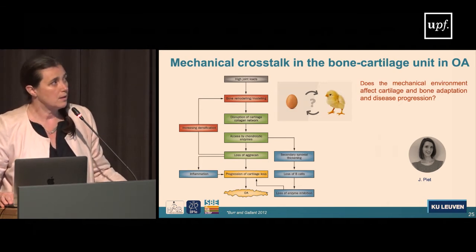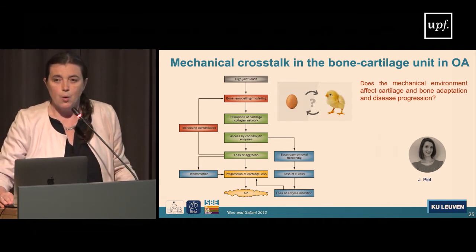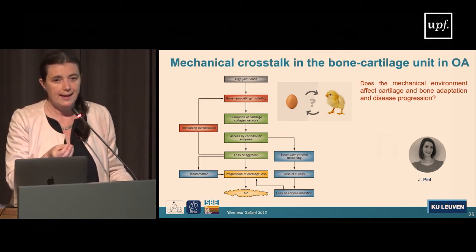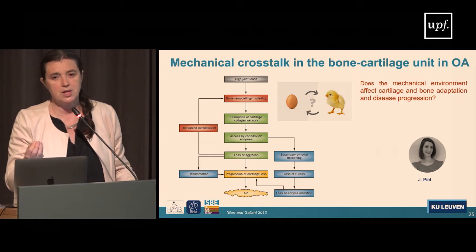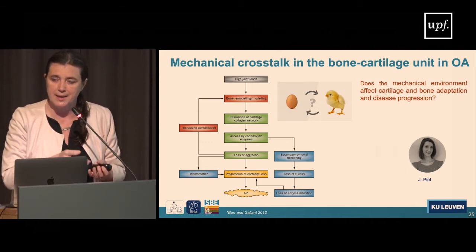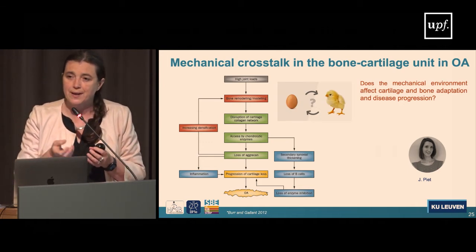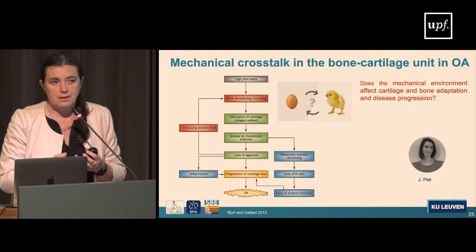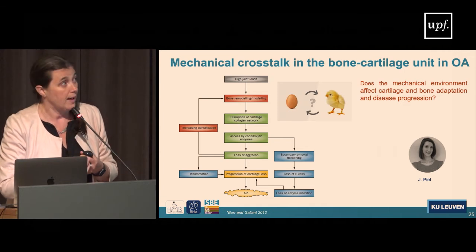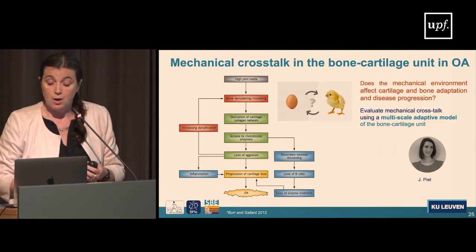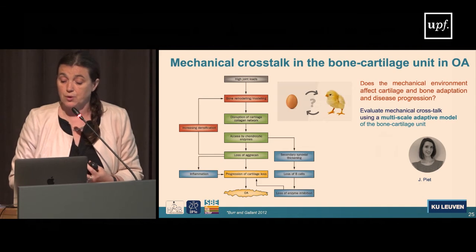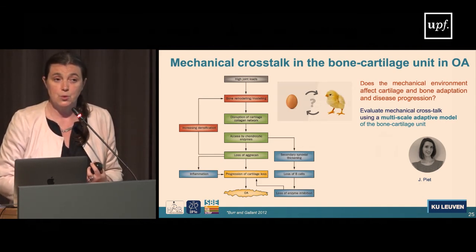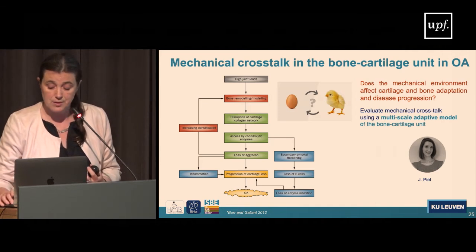Well, there is a big scientific debate whether it's the bone that is first affected in osteoarthritis, or whether it's the cartilage, and what the crosstalk is between changes in the mechanical characteristics of the bone and the deterioration of the cartilage. So this is a very interesting paradigm that we want to contribute to by looking at this mechanical crosstalk using multi-scale adaptive models.